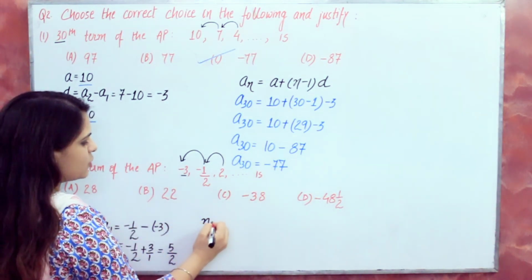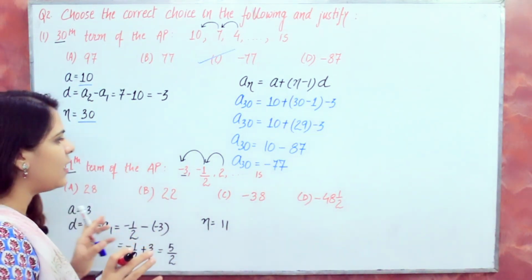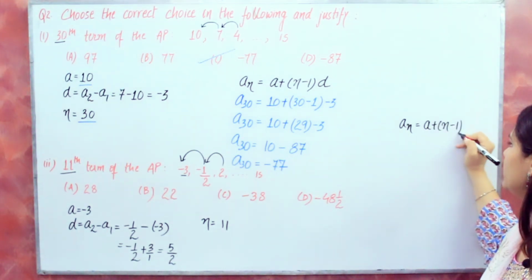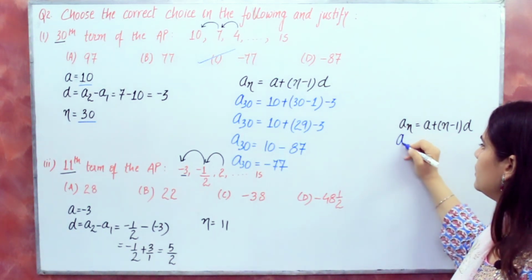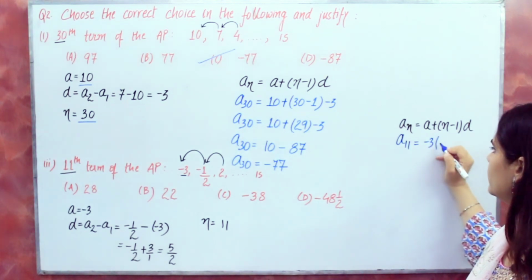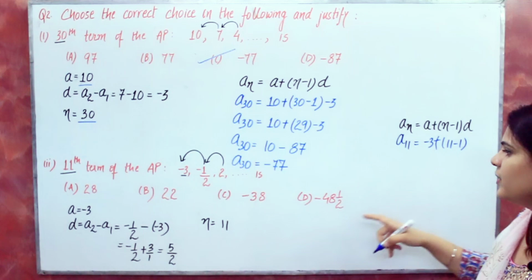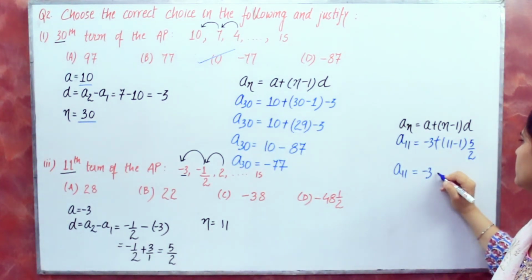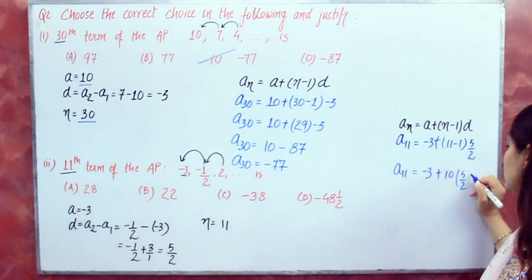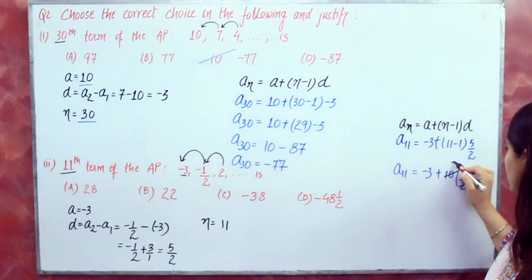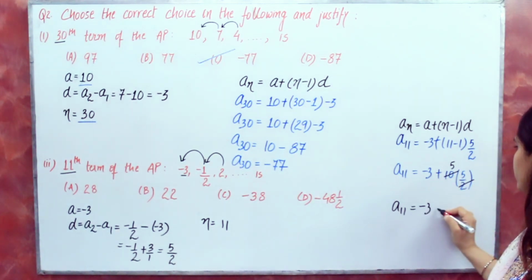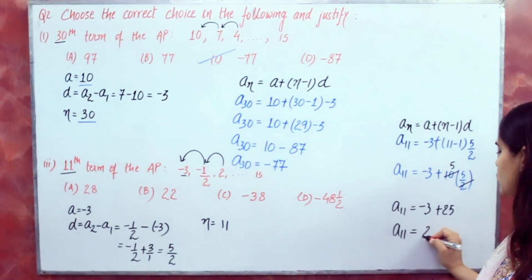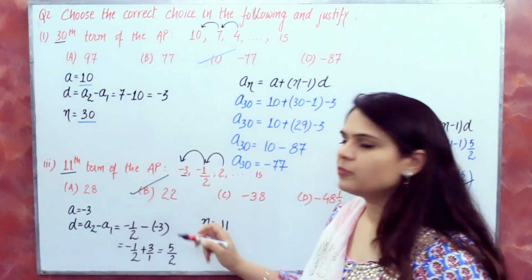And we know the value of n also. The value of n is equal to 11. So we can find our 11th term by using the formula an is equal to a plus n minus 1 times d. Now we will substitute our values. The value of a is equal to minus 3, the value of n is equal to 11, and the value of d is equal to 5 upon 2. So the 11th term will be minus 3 plus, 11 minus 1 is 10, times 5 upon 2. So you can cancel out this 5, minus 3 plus 25. So the 11th term is 22 and the correct answer is option B, 22.